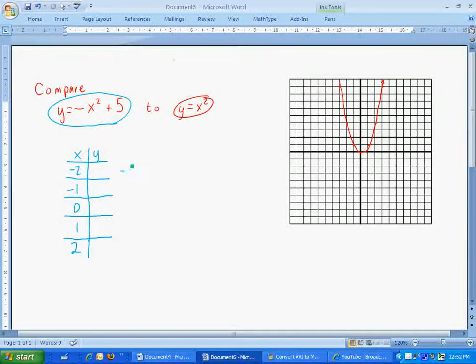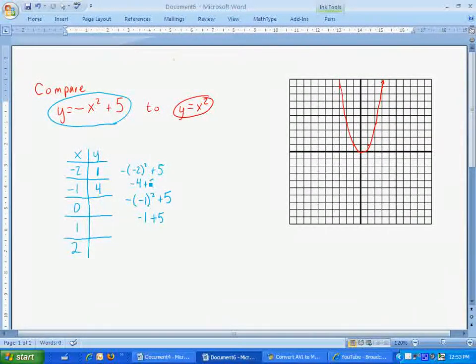And then I will go negative 2 squared plus 5. So negative 2 squared: negative 2 times negative 2 is positive 4. So I'll make that negative. So that'll be negative 4 plus 5, which is 1. Now I'll do the same thing for negative 1. So negative 1 squared plus 5. Negative 1 squared would be 1, so that would be negative 1 plus 5, which is 4.